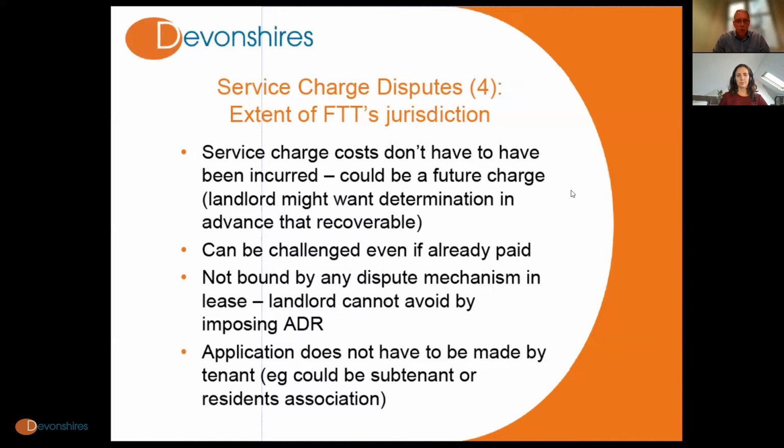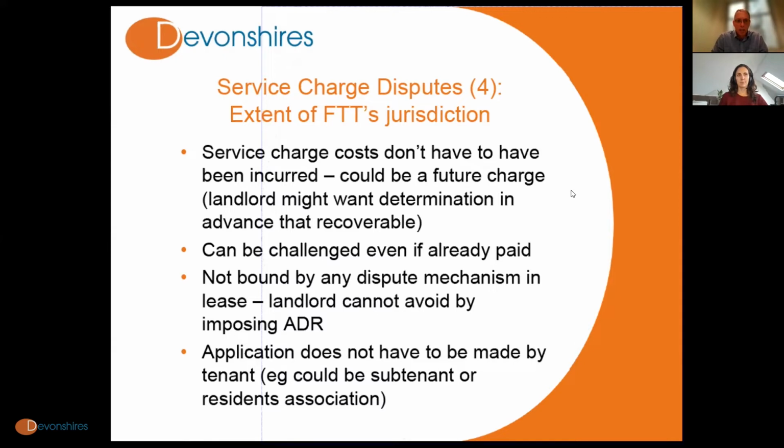So it's important to know that as far as the challenges that leaseholders can bring, they're not limited to challenging costs that they've actually incurred or been asked to pay. They can potentially challenge future costs, and equally a landlord might want a determination in their favour that future costs are payable, so that there's no uncertainty, or it might minimise the risk of challenge from the other leaseholders. So it's worth bearing in mind that you can get a determination or finding from a tribunal in respect to costs that haven't actually been incurred but are really anticipated or may well be incurred.